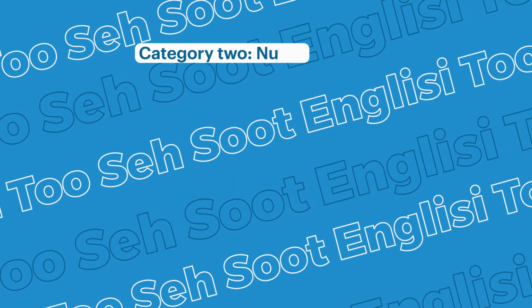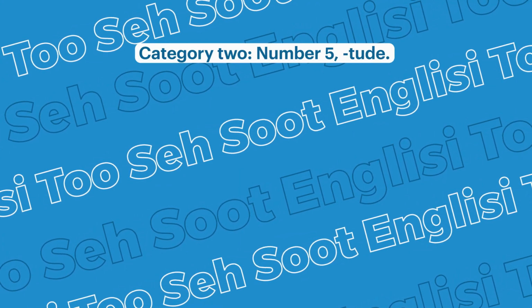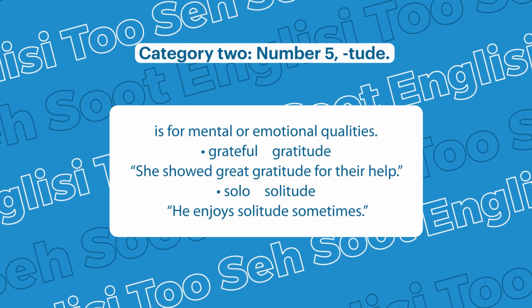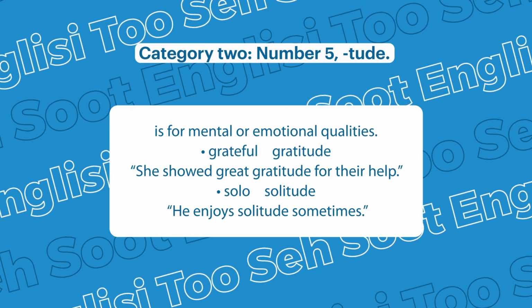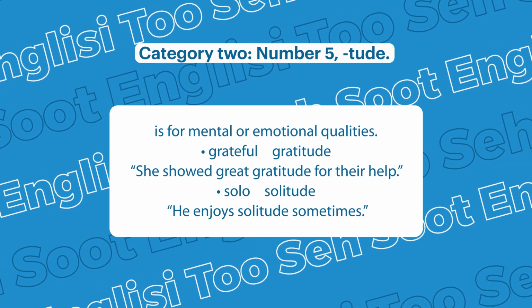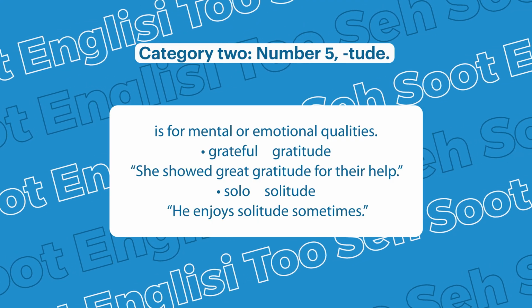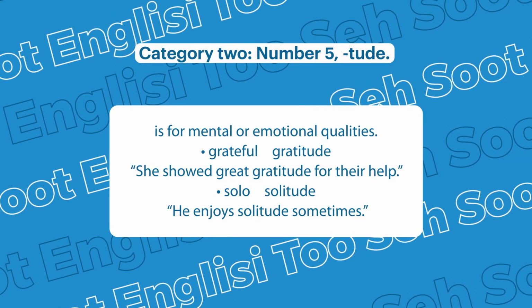Number 5, the last one, tude, is for mental or emotional qualities. For example, grateful becomes gratitude. She showed great gratitude for their help. Solitary becomes solitude. He enjoys solitude sometimes.